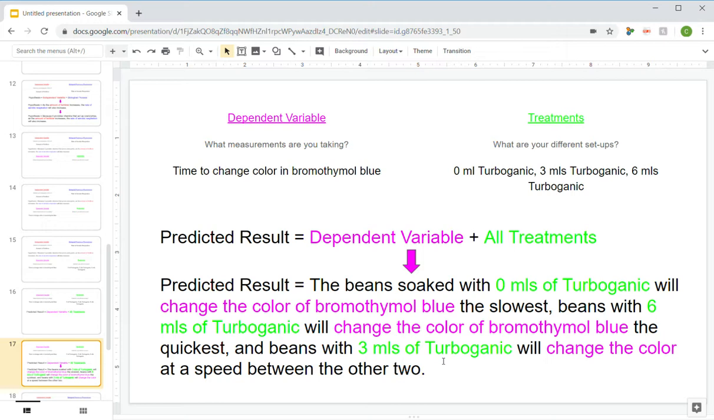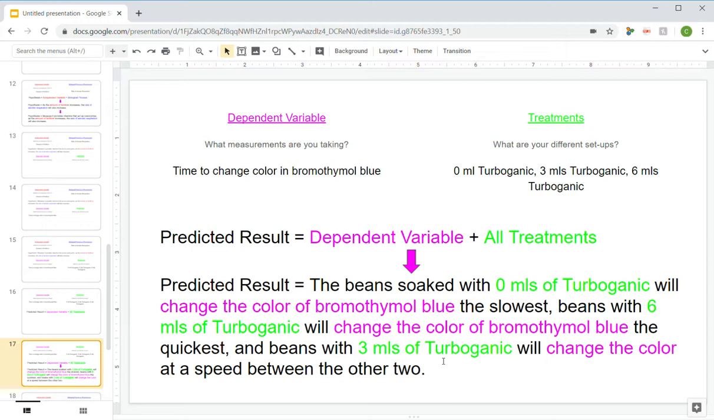Okay, because that is what establishes the trend that we expect to see. So then we can look at your data and say, did your data follow the trend, yes or no? Because the other big mistake that people make when writing their predicted result is they'll just say, beans soaked with 6 mils of Turboganic will change the color of bromothymol blue the quickest. And that's all. They don't say anything else, okay?